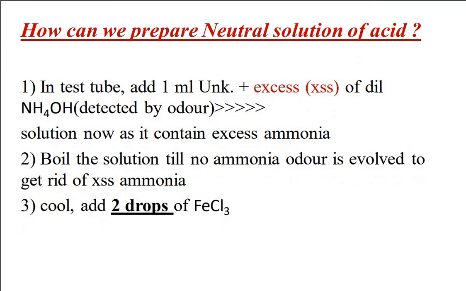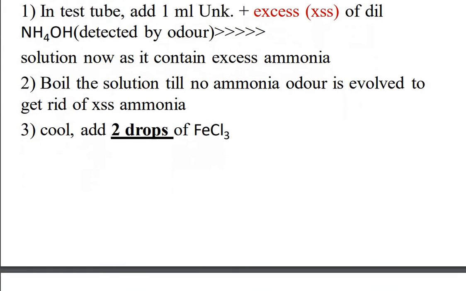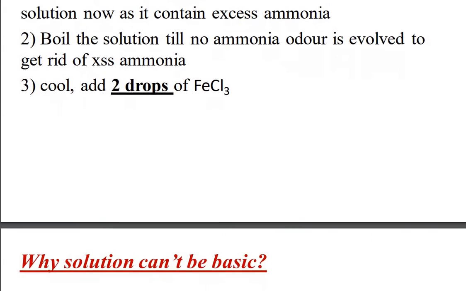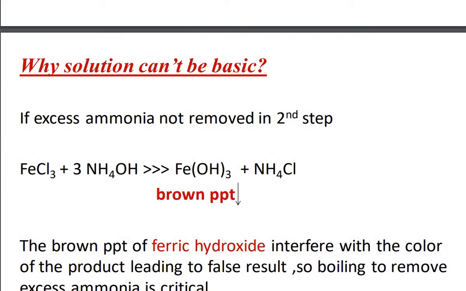In a test tube, add 1 ml unknown plus excess of dilute ammonium hydroxide, detected by odor, and the solution now contains excess ammonia. Boil the solution till no ammonia odor is evolved to get rid of excess ammonia, then cool and add 2 drops of ferric chloride. So why can the solution not be basic?